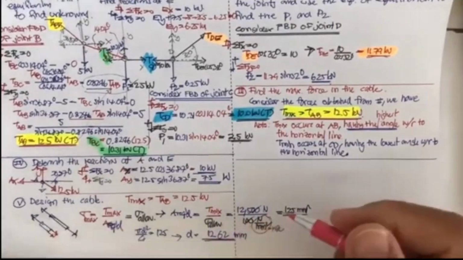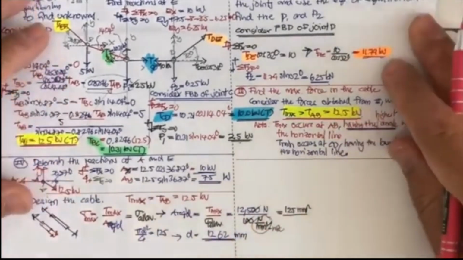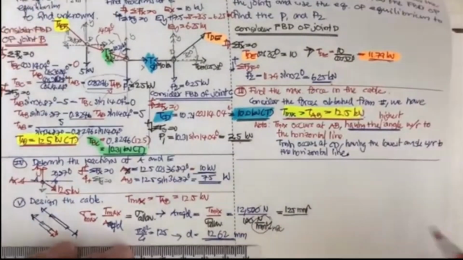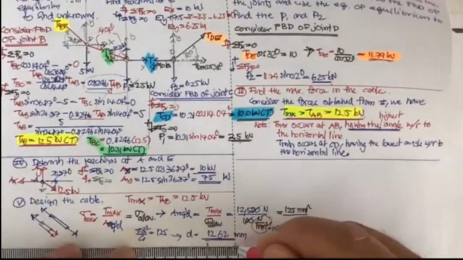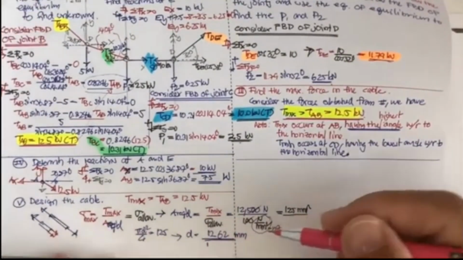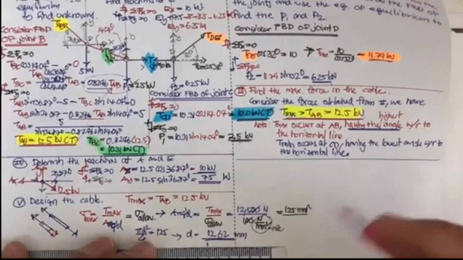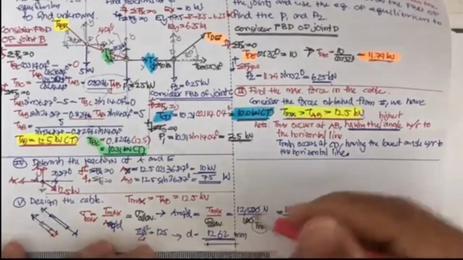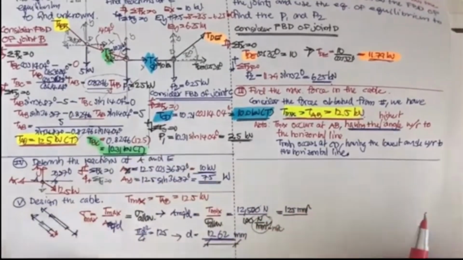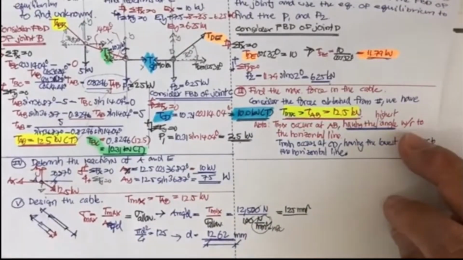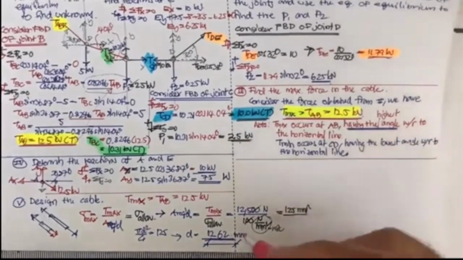That is going to be our answer for this problem: 12.62. 12.62 is about 13. That is kind of the size of the cable, about the size of the cable used here. Okay, that is all we have for this example.